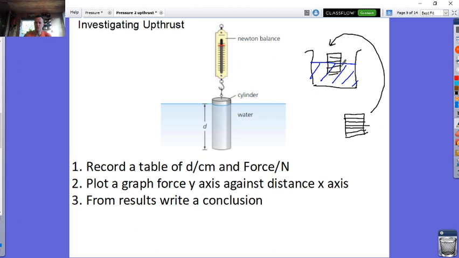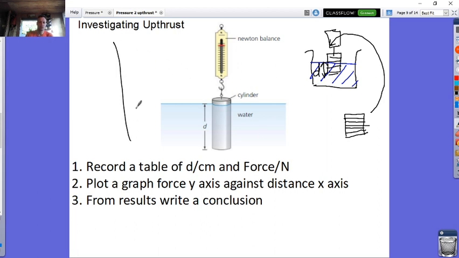And at the same time, you attach your Newton meter on top, just like the diagram here. And you record the reading on this Newton balance or force meter. And you would then also record the depth of the masses in the liquid, and that would be height D.